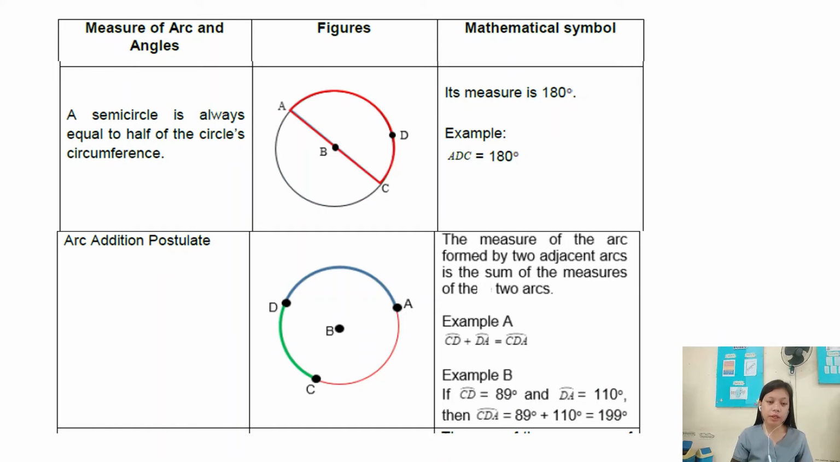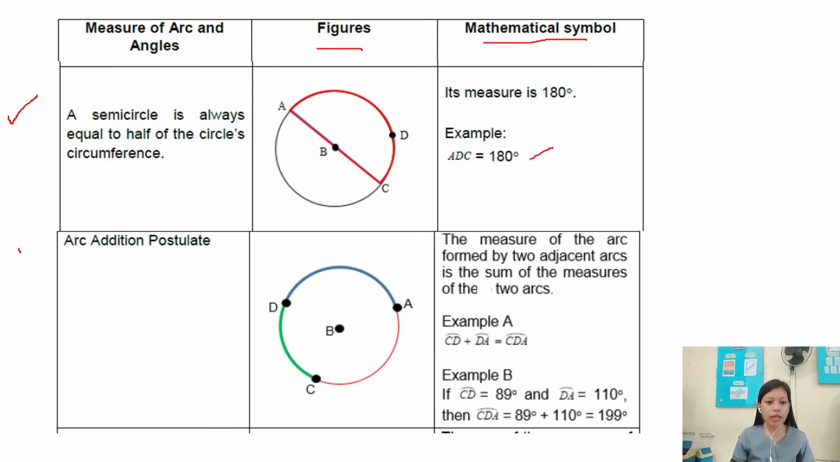Here is another one. A semicircle is always equal to half of the circle's circumference. Here we have the figure and its mathematical symbol. Its measure is 180 degrees. Example, arc ADC is equal to 180 degrees.